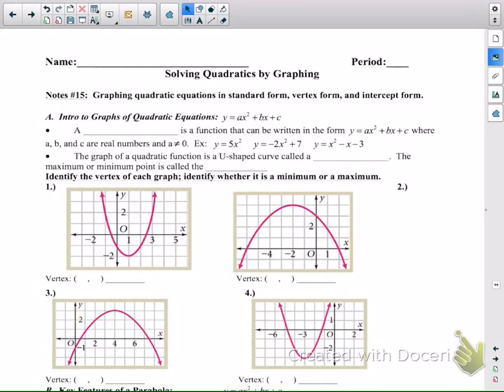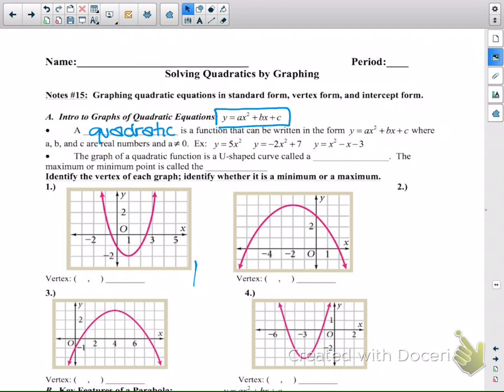We will begin graphing quadratics with standard form. Y equals ax squared plus bx plus c is our standard form. A quadratic is a function that can be written in this form. A cannot equal 0, but B and C can. In other words, you have to have an x squared term for it to be a quadratic.